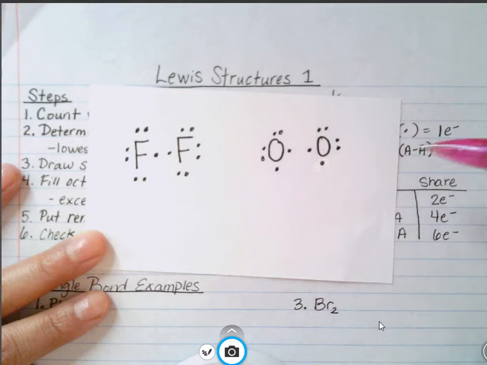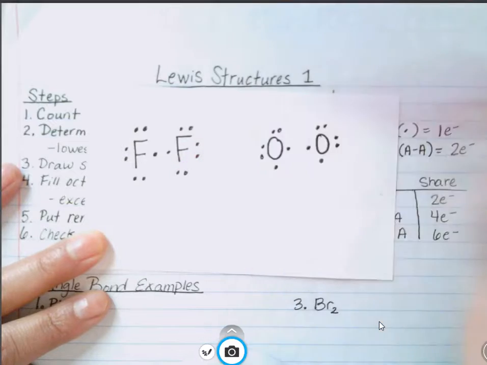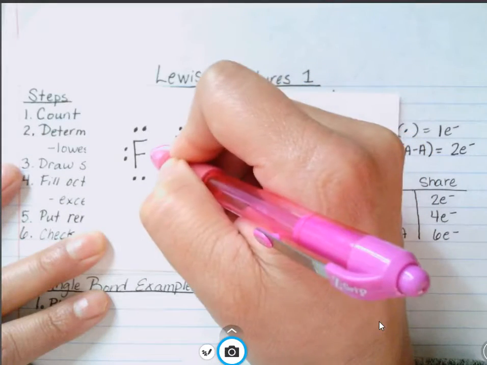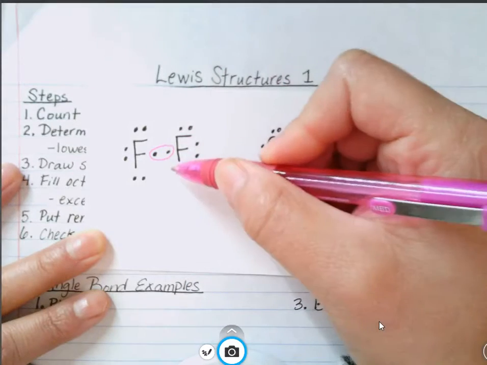According to the octet rule, each one wants to have 8 valence electrons to complete their shell and to make them a more stable molecule. And so since each one of these only needs one more, what they decide to do is share. And so these 2 electrons will be shared between both of them and form a single bond here.